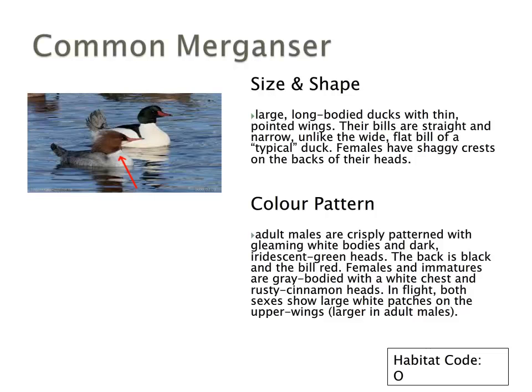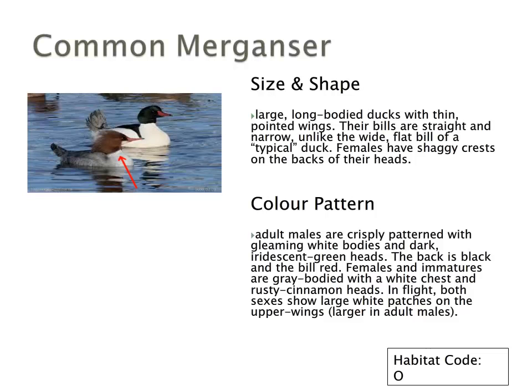Bills are very straight, and unlike the very wide, flat bill of a typical duck, so similar to the hooded merganser in that way. Females have shaggy crests on the back of their head, which you can see very clearly in the image there. Adult males have a very crisp pattern, with a very crisp distinction between color and feathering. They have a gleaming white body and very dark iridescent green heads, which you can see in the image.